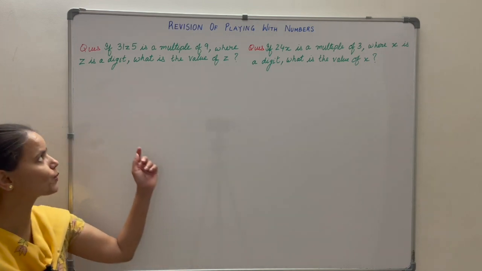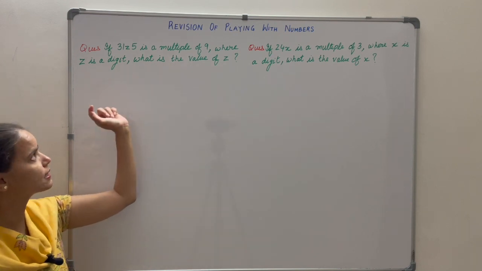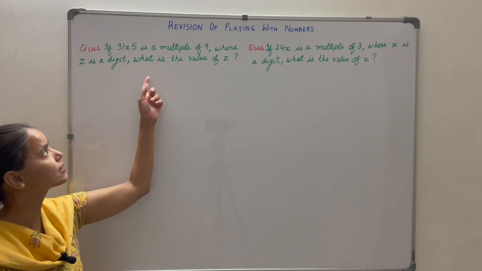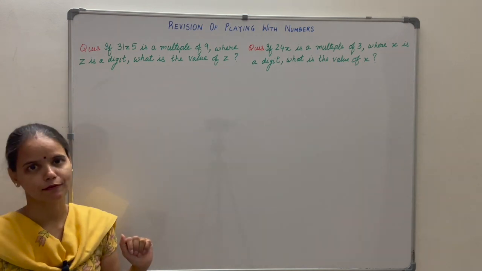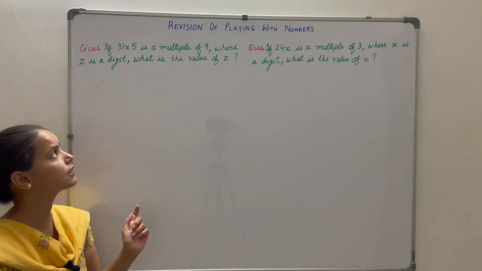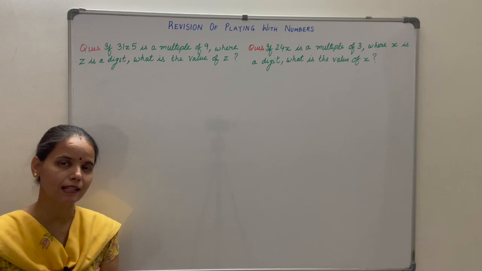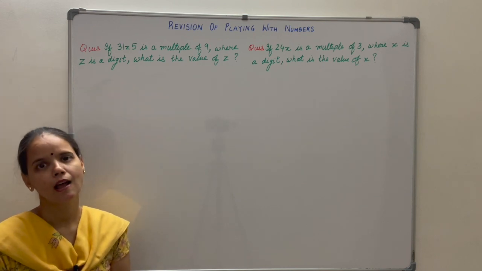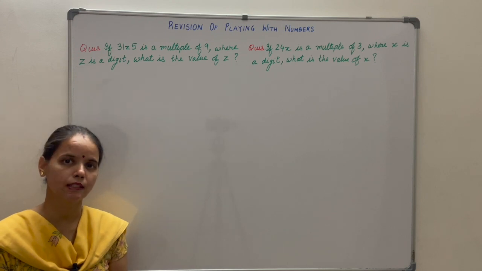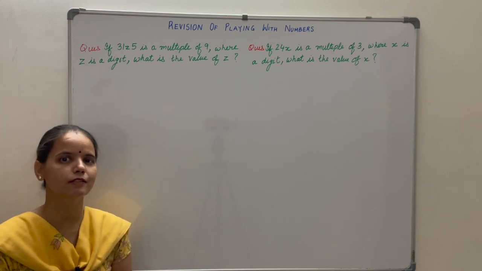Now let us take this question. If 31z5 is a multiple of 9, where z is a digit, what is the value of z? So it says that 31z5 is a multiple of 9 and you need to find out the value of z. When we say that 31z5 is a multiple of 9, it means that it is divisible by 9. And the divisibility rule of 9 says that when the sum of the digits of the number is divisible by 9, then the number is said to be divisible by 9.